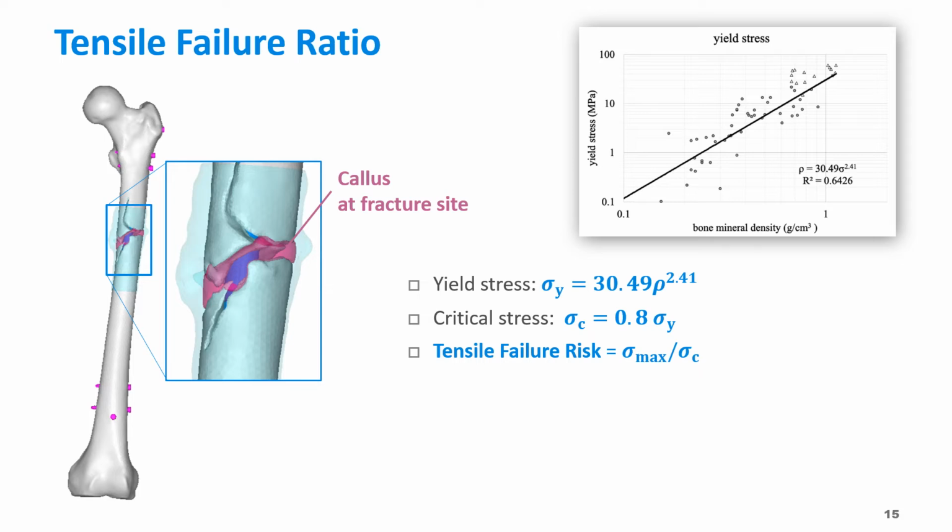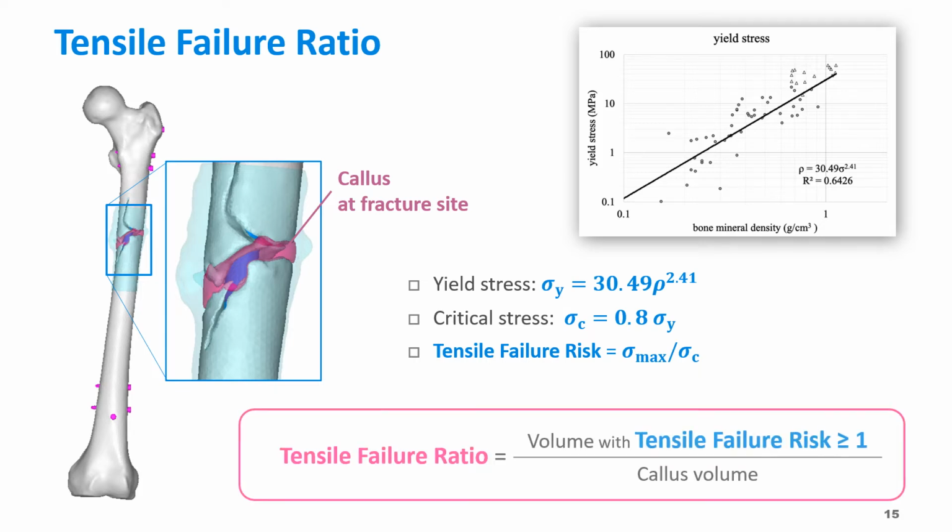Here is the evaluation method. As shown before, the empirical formula also gives the inhomogeneous yield stress based on the density. The critical stress was assumed to be 0.8 times the yield stress as in the case of bone, and the tensile failure risk of the callus was evaluated. Furthermore, as shown in the figure, the volume ratio with tensile failure risk over 1 at the fracture site was used as an index.